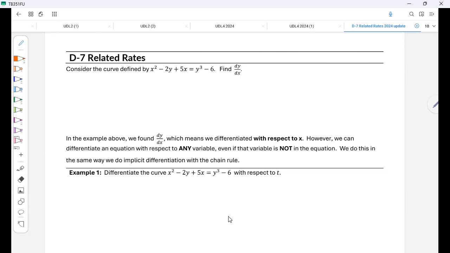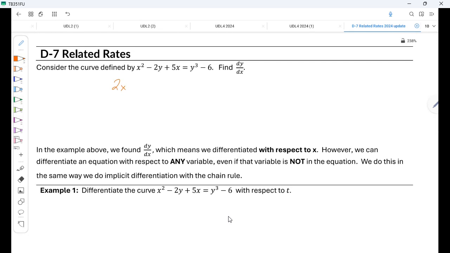We know how to do that, right? Nothing to throw us off here. I take the derivative with respect to x. I do not need a chain rule there because I'm taking with respect to x. Then I take the derivative of 2y, and I do need to use the chain rule there because we're taking with respect to x. And then to finish it off, we end up with plus 5 equals 3y squared dy dx. And the derivative of 6 is 0, so we don't write anything there.